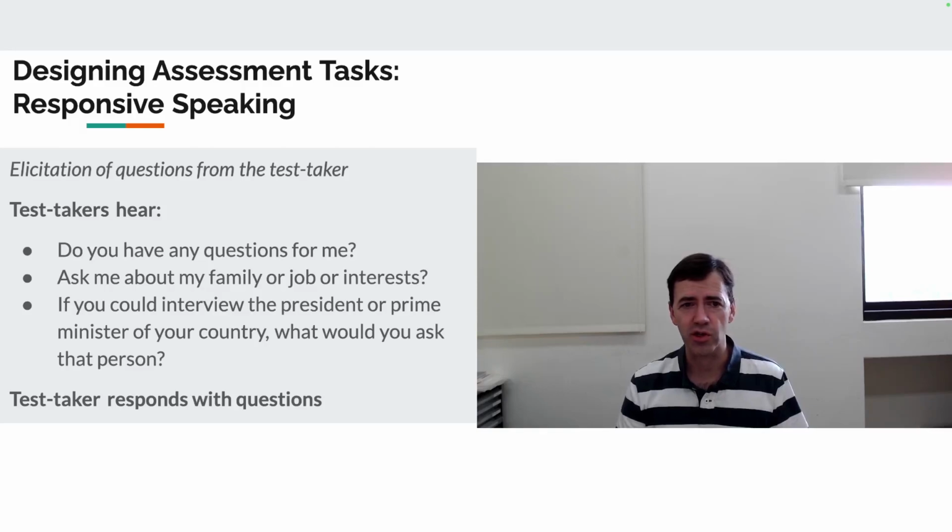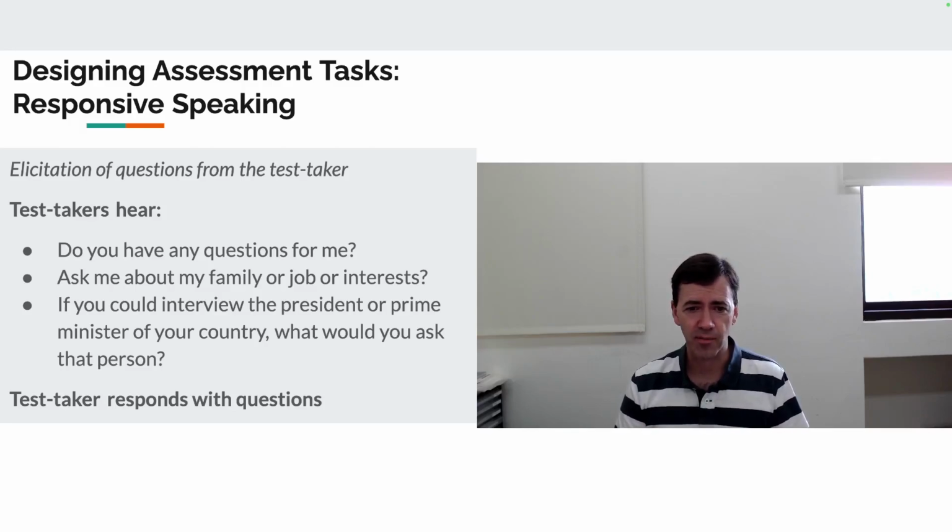So another one you can do is have the test taker make the questions. In this case, the test taker will hear, do you have any questions for me? Ask me about my family or job or interest. So same thing, when I ask them, do you have any questions for me? Maybe they got lots. I don't need to jump in and help them. But if they don't have any questions for me, then I need to prompt them still.